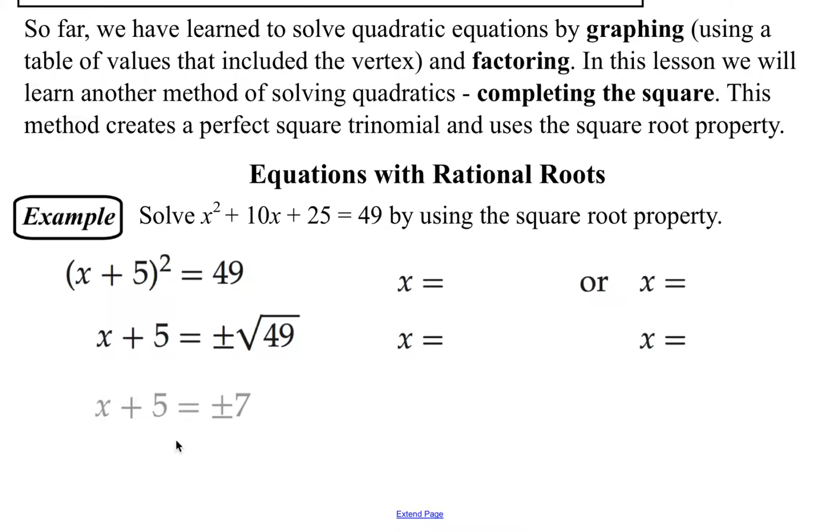Then we're going to subtract 5 from both sides. Oops, we took the square root there, so plus and minus 7. Subtract 5 from both sides, so we get x is equal to negative 5 plus and minus 7. And then you have to split them up. So you're going to have negative 5 plus 7 or negative 5 minus 7. That's what the plus and minus means. One of them is negative 5 plus 7, the other one's negative 5 minus 7. And now if we simplify that, we get a positive 2 and a negative 12.